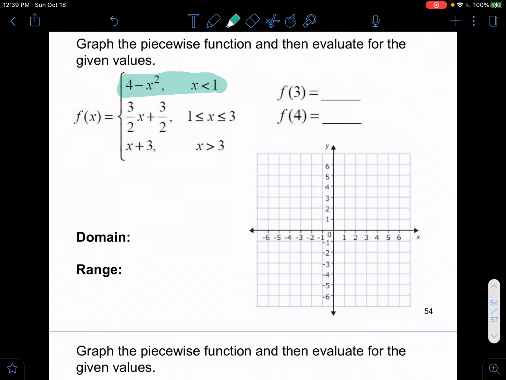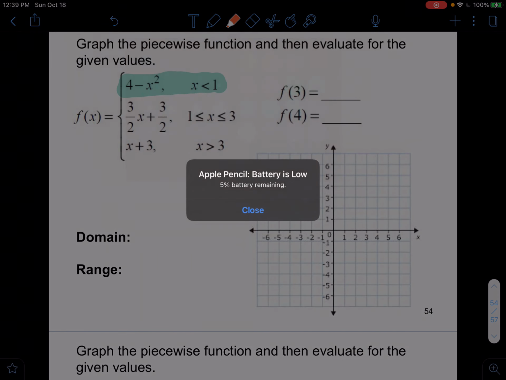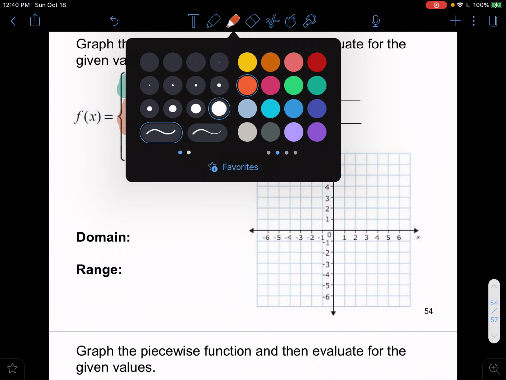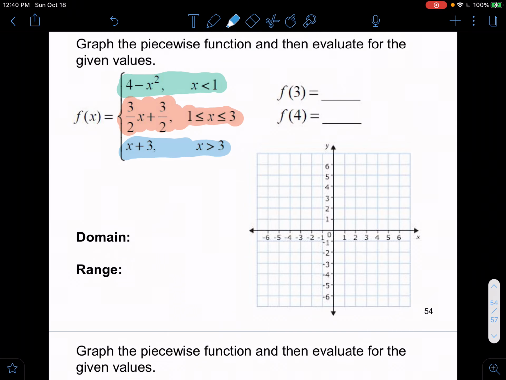So let's make this our green one. I'm going to make this our orange one. Get some fractions in there even. And I'm going to make this last one our blue one. So let's graph our lines first. The easiest one to me looks like the blue, so let's graph that.